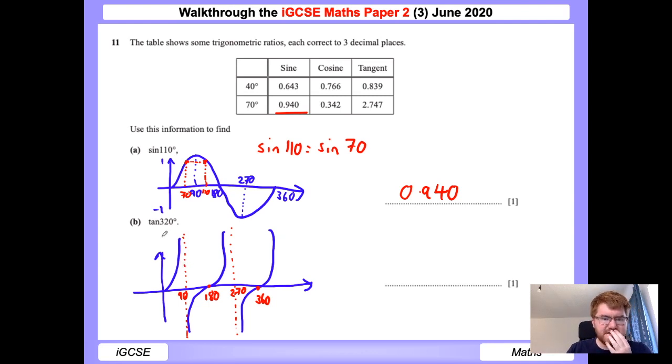Okay, so let's consider tan 320 degrees. The first thing I'm going to notice here is it's going to lie around about here somewhere. So let's put 320 degrees there.